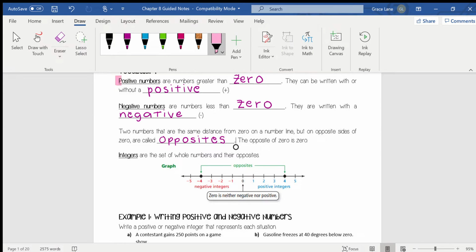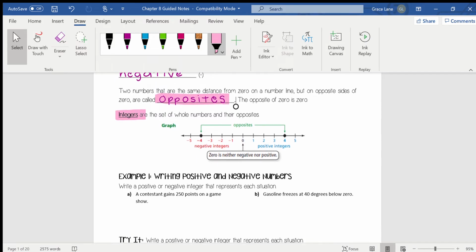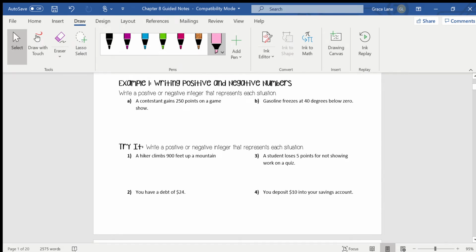And today we're going to just very briefly talk about integers and how we represent integers on a number line, and how or when we might see them in our real, everyday lives besides just in math class. And so if you look down at example number 1, it says write a positive or negative integer that represents each situation. So you're just trying to write a number that represents each of these situations. Letter A says a contestant gains 250 points on a game show. So think of the cue word here, see if you can find it, that will tell you if we're talking about either negative 250 or positive 250. The word gains is a keyword that means positive.